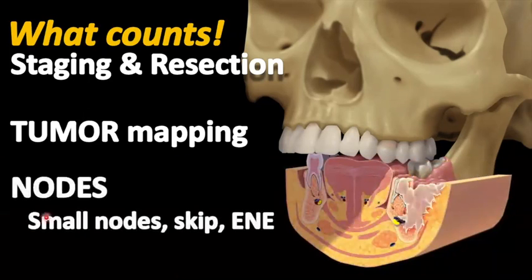The other thing to be aware of is nodes are often small. There is a tendency for skip metastases, which is when a tumor goes from level 2 to level 4 and bypasses level 3. I don't know why oral tongue tumors do that, but they like to do that. And extranodal extension is really critical for staging. Obviously, this is a clinical finding or a pathological finding. And remember, this is surgical disease, so they will have their nodes resected.